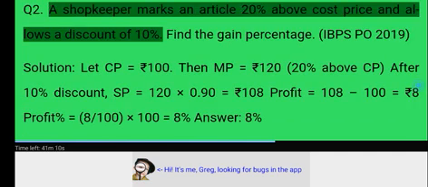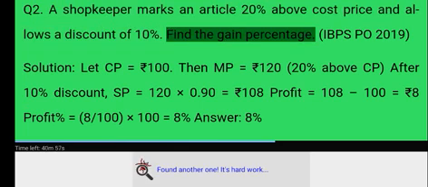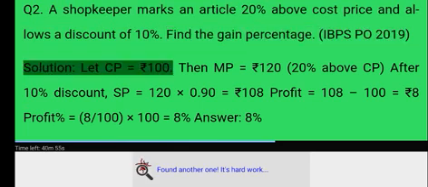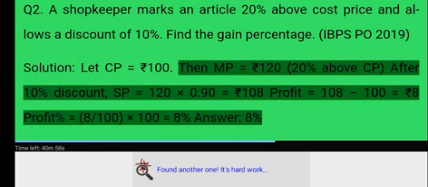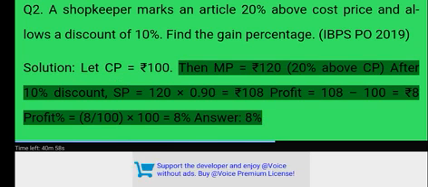Q2. A shopkeeper marks an article 20% above cost price and allows a discount of 10%. Find the gain percentage. IBPS PO 2019. Solution, let CP equal 100 rupees. Then MP equals 120 rupees, 20% above CP. After 10% discount, SP equals 120 times 0.90 equals 108 rupees. Profit equals 108 minus 100 equals 8 rupees. Profit percent equals 8 divided by 100 times 100 equals 8%.